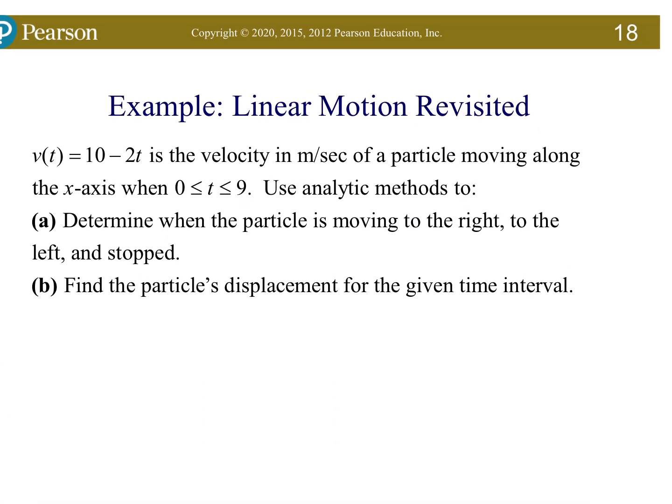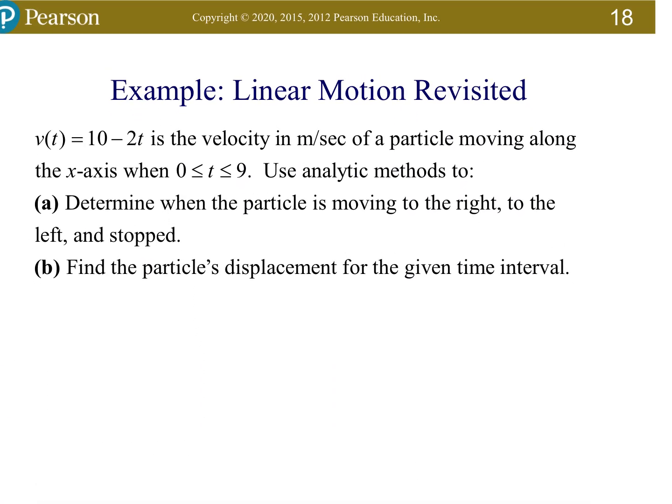All right, so let's take a look at this. This question is a physics question, but this time we're directed to use analytic methods. That means no calculators, so we put our calculators away, and everything we're going to be doing now is done by analysis. Our velocity here is given as a linear function, the velocity measured in meters per second of a particular particle moving along the x-axis from time 0 to 9. Use analytic methods to do all of the following. This is a combination of everything from last semester and this semester. Determine when the particle is moving to the right, to the left, and stopped. Then find the particle's displacement for the given time interval.